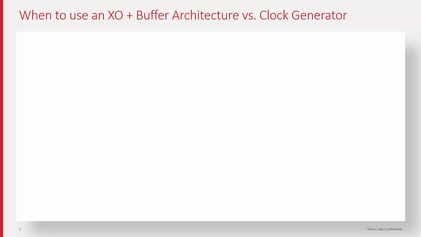And sometimes this choice really depends on the number of clocks that are needed. So if a design only needs one or two clocks, then an oscillator plus buffer or two oscillators is probably going to be the right choice. But if the design needs three or more clocks going to one device, say an ASIC or an FPGA, then a clock generator is typically going to be preferred here.